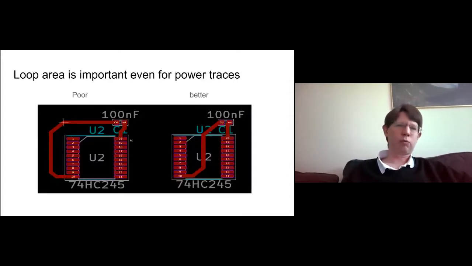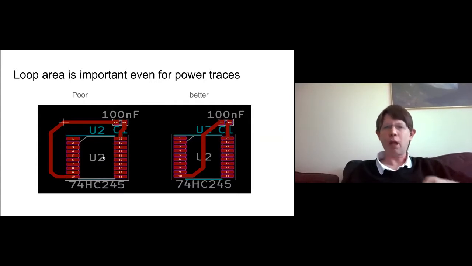Now, decoupling a chip. I've got some surface mount packages here, but these could easily be through hole. You can see electrically, we've connected both the ground, which would be pin 10 on this chip here, and the power, pin 20, to the decoupling capacitor. But we've got a bigger loop area here. We can do better. If we move the track here, we've got a much smaller loop area. And so that produces better decoupling.